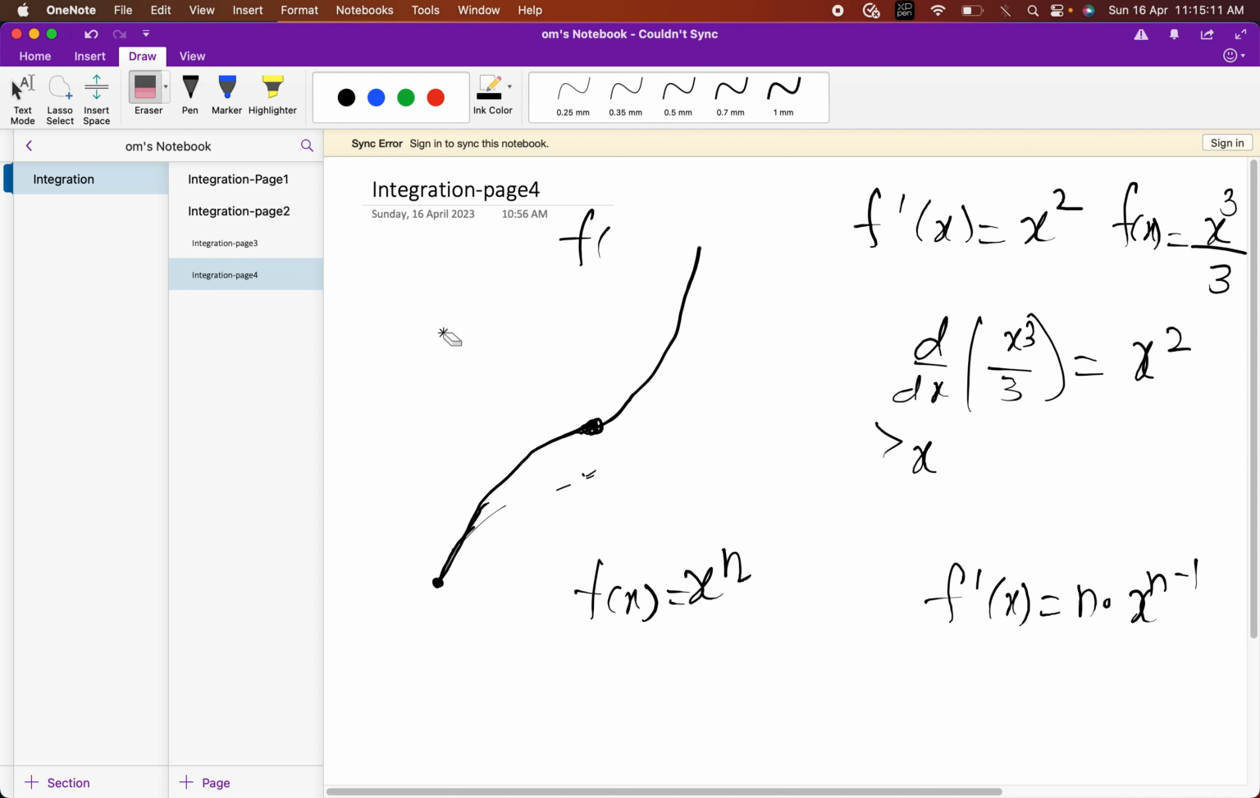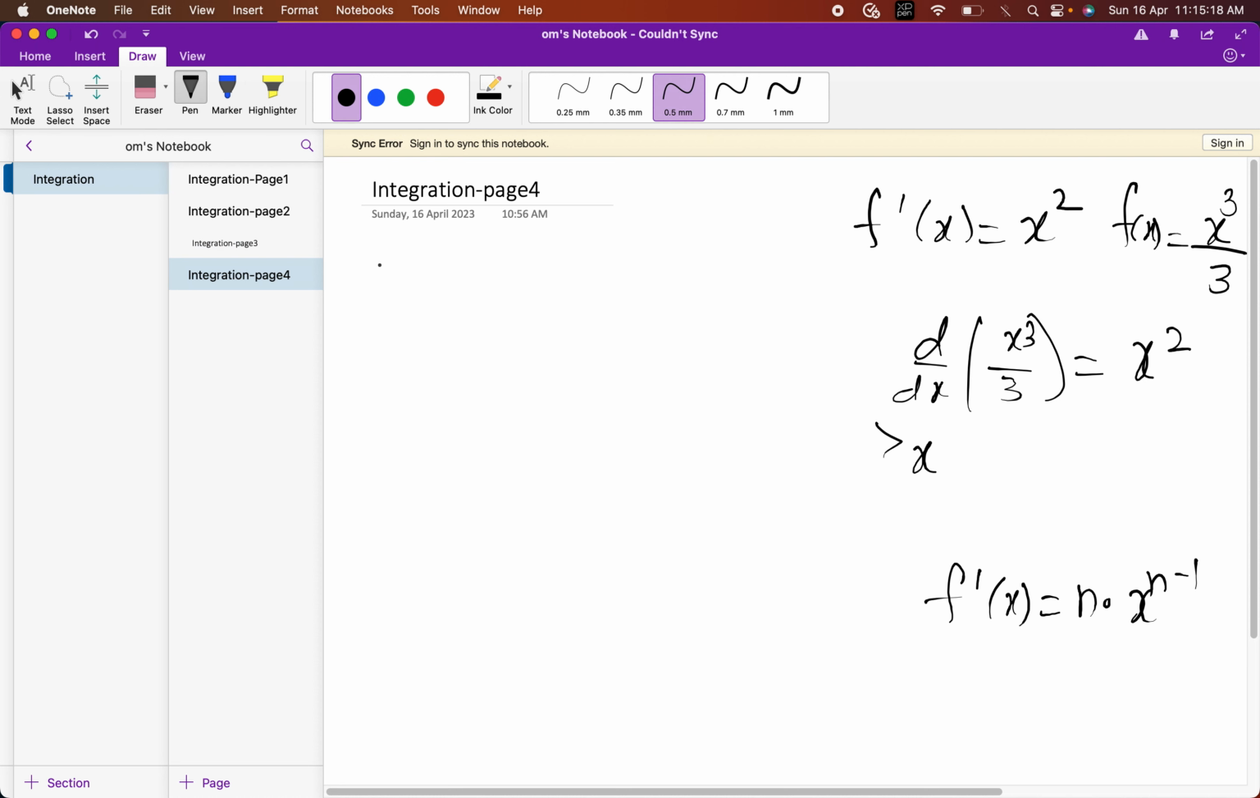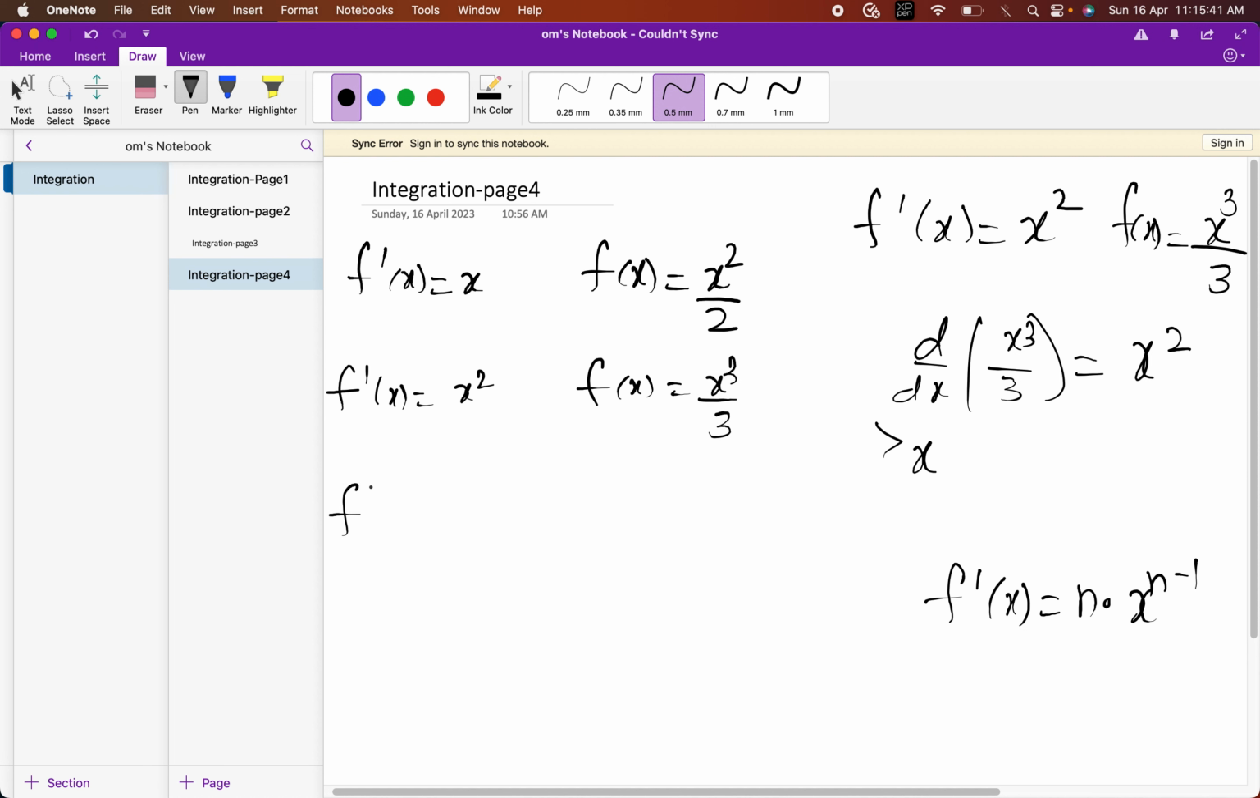Fine. So let's continue this same logic and look at different orders of polynomials. If the derivative is x, whose derivative is x? Well, the derivative of x square is 2x, but it is only x, so divided by 2. If the derivative is x square, we just found out that the function must be x cube by 3. If the derivative is 1, whose derivative is 1? The derivative of x is 1.